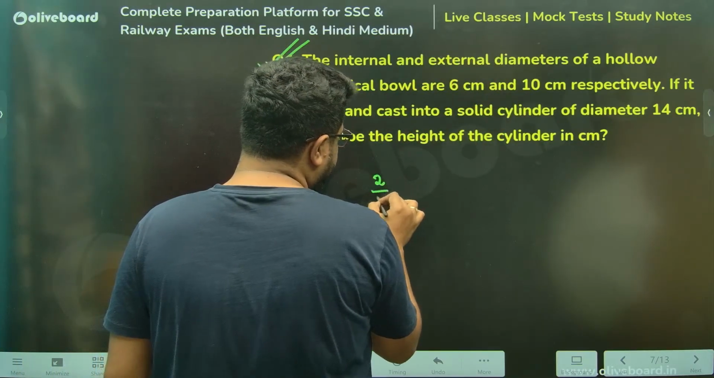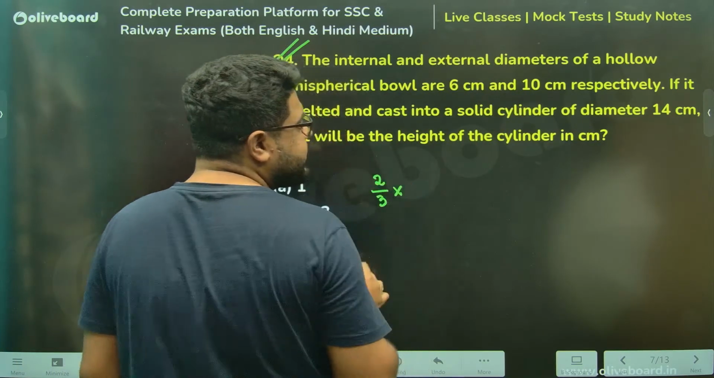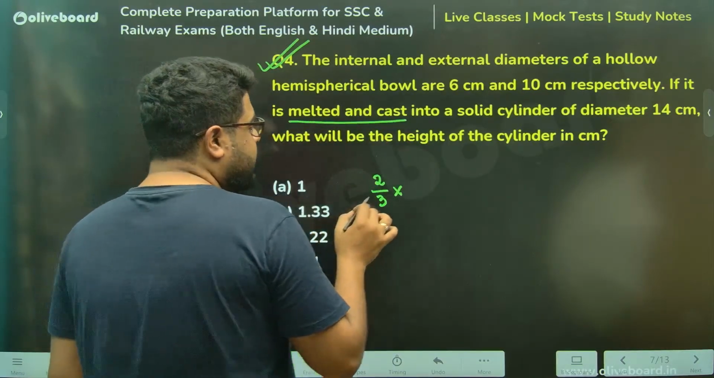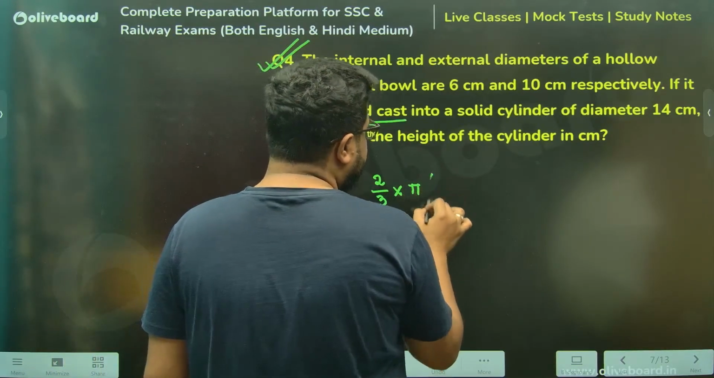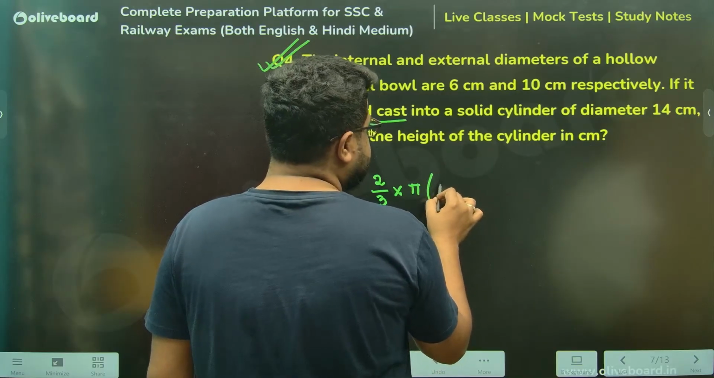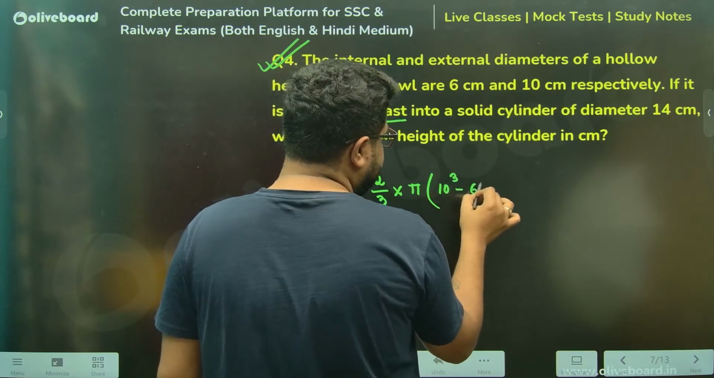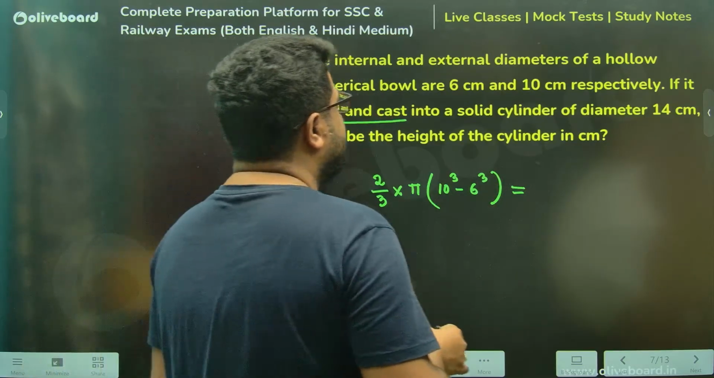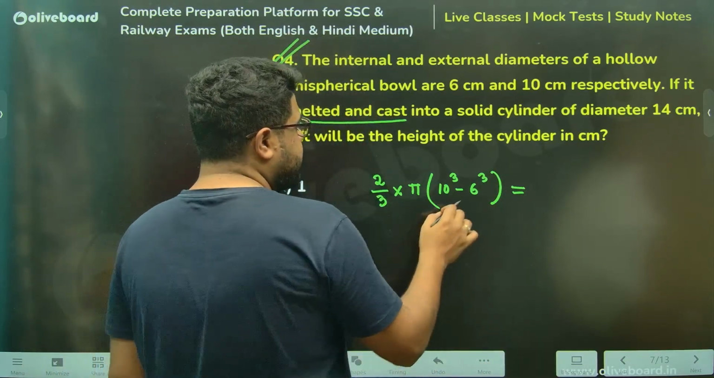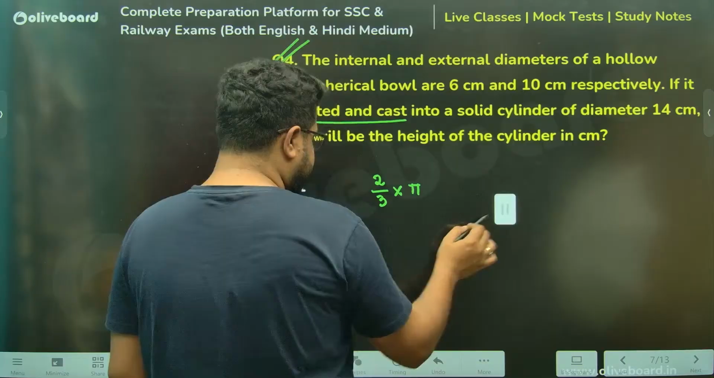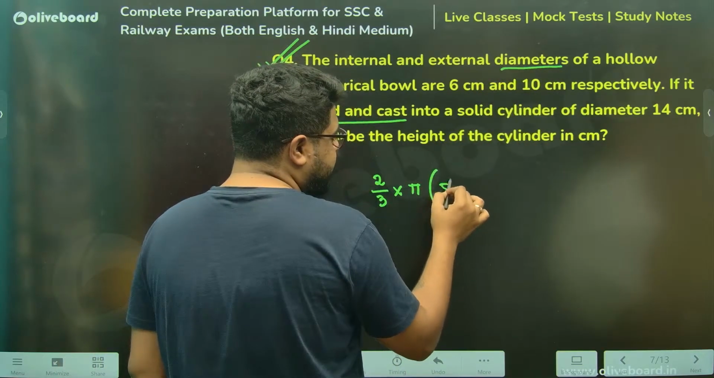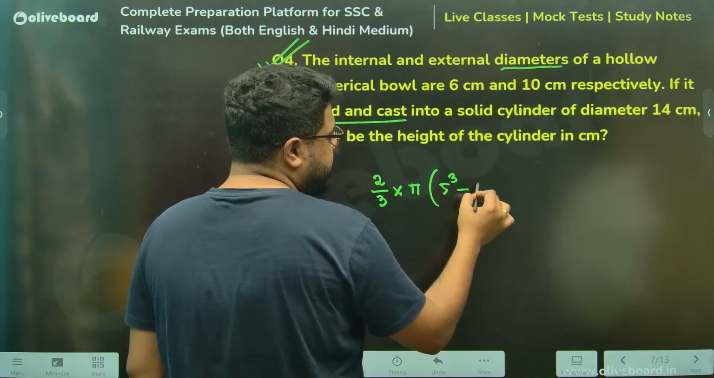So the volume will be constant, sir, if it is melted and recasted. Melted and recasted meaning the volume is equal. 2/3 of pi into R cube minus r cube. Sorry, not 10 cube, 6 cube. Sir, they have given us diameters. These are diameters, so radius will be half: 10 by 2, 5, and this is 3 cubed.